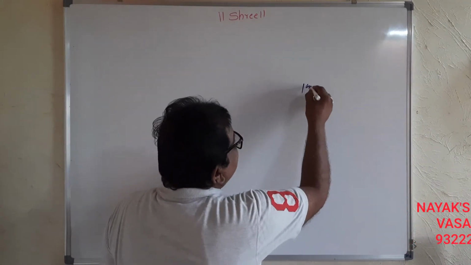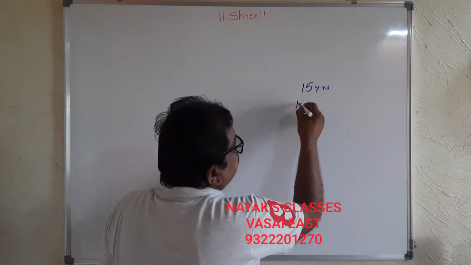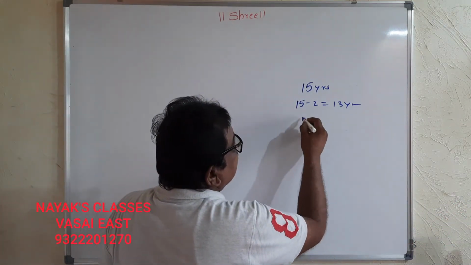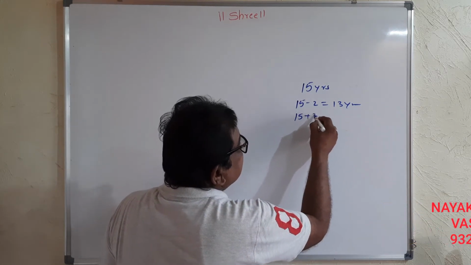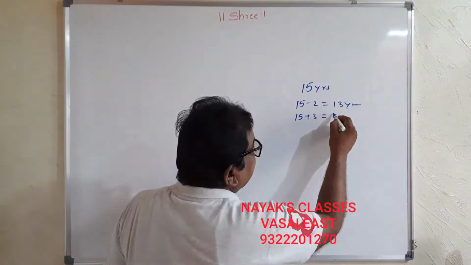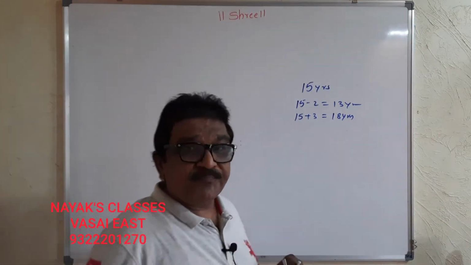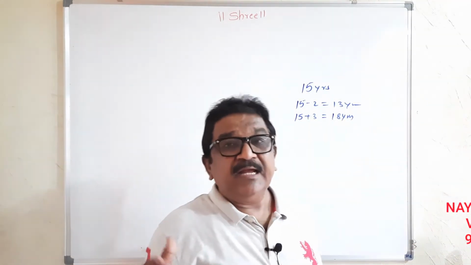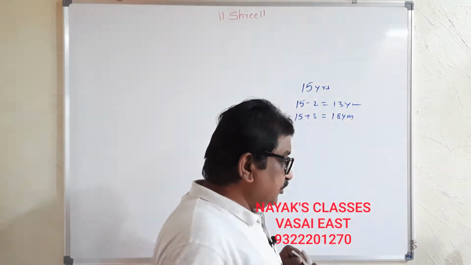Suppose your age today is 15 years. 2 years ago means 15 minus 2 is equal to 13 years. And 3 years hence means 3 years after, it will be 18 years. So I go backside, count in the past, and hence means add up. So it's very easy.